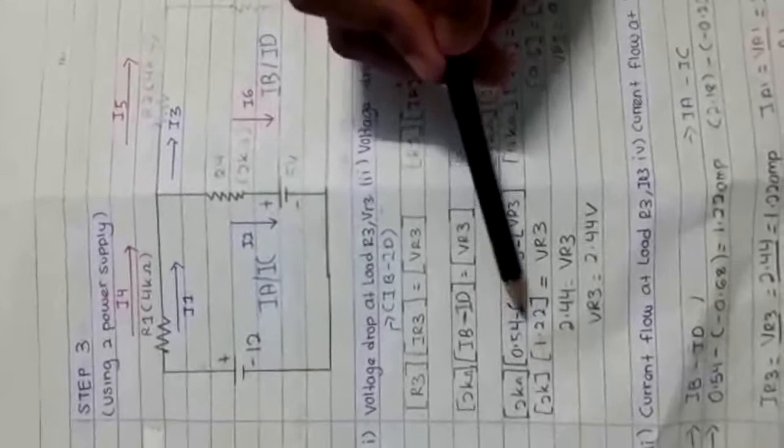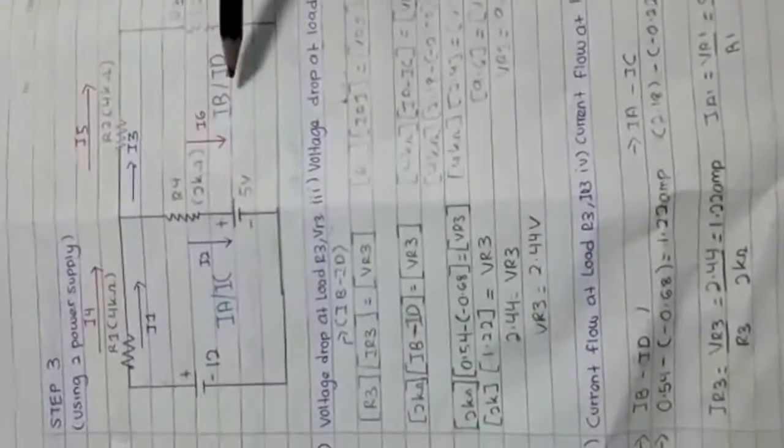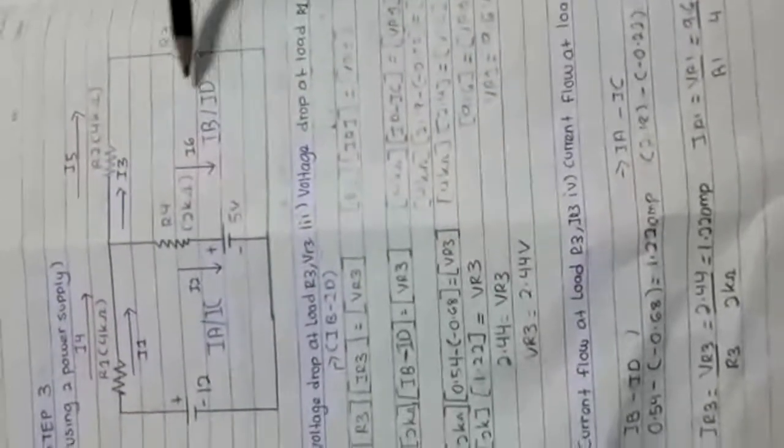So minus becomes plus. So the VR3 is 2.4 volt, and then using Ohm's law, I find out the current is 1.2 ampere. And then you can also find this one, the value we already found out by IB minus ID, which means we already get the current through R3.